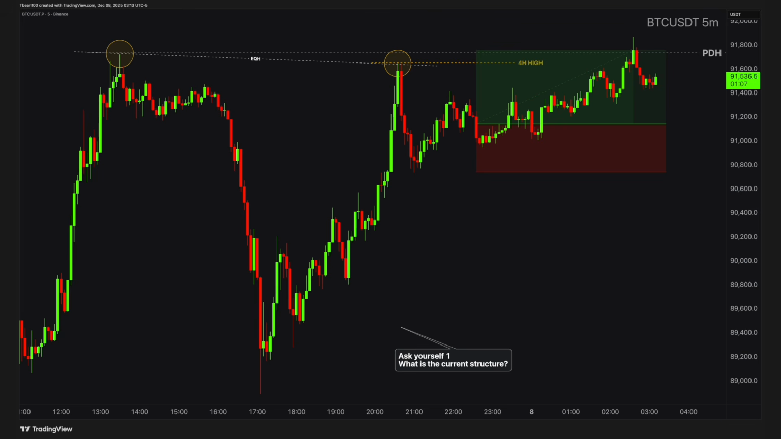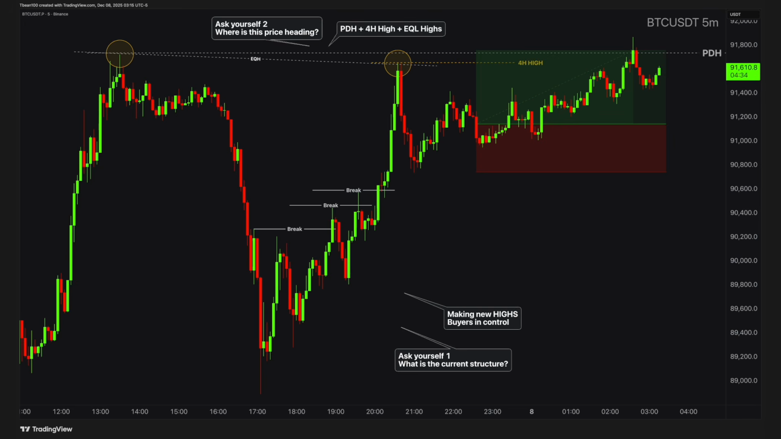One of the biggest questions is, what does the current structure look like before the trade? If you look closely at the price action, it keeps forming new higher highs and it moves upward. And basically, the buyers are stepping in, taking control of this move, pushing the price higher. This part is pretty clear. And next, we already noticed the most likely direction where the buyers are trying to push the price. This lines up with the previous day's high, the 4 hour high, and those equal highs all forming together.